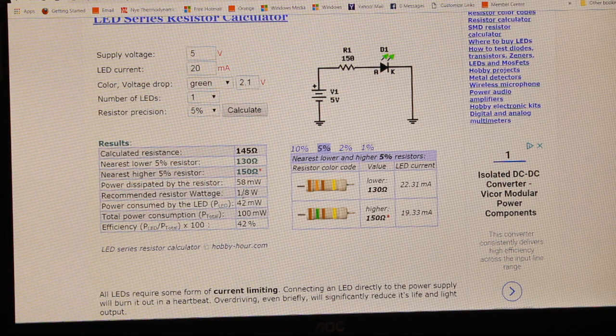We've got 150 ohm resistor. It's 42% efficient. 1/8 watt would do. Simples. Really simples. Google is very much your friend with these things.